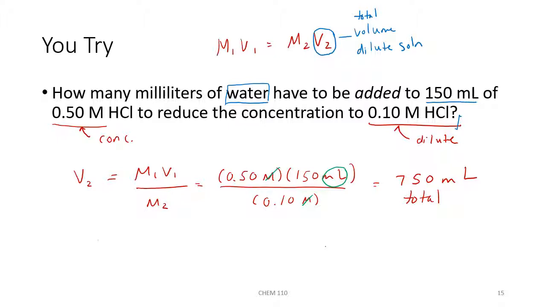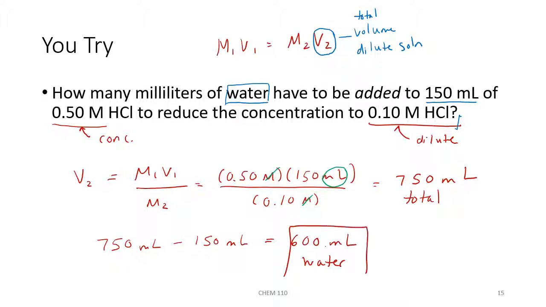Now, if we know that we only added 150 milliliters of the concentrated solution, we can subtract that to figure out how much water we will have. So 750 total minus the 150 from the concentrated solution, the difference is 600 milliliters, and that's going to be the amount of water that was added to make that concentration.